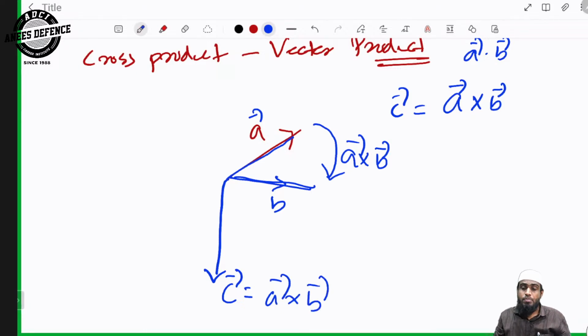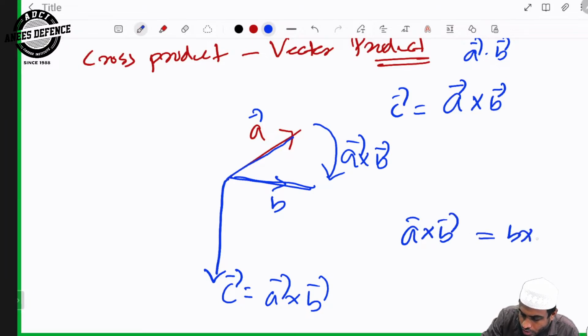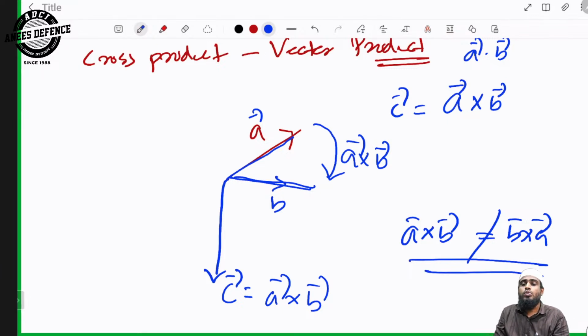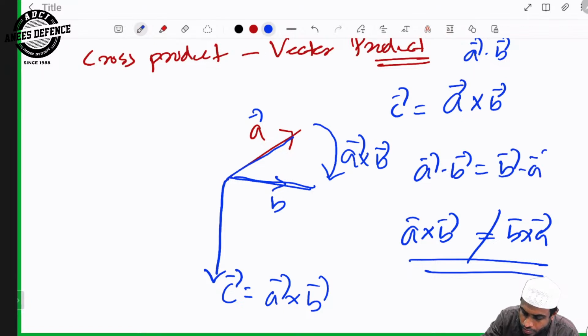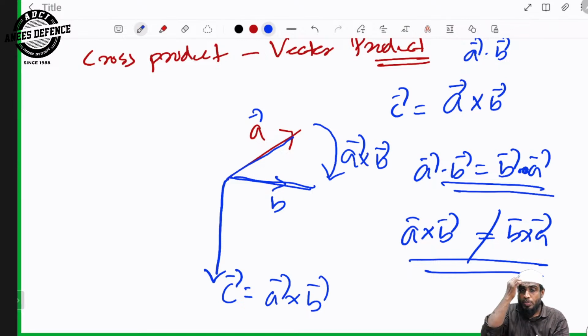Here the order is very important. Not like A dot B. A dot B is equal to B dot A. But we cannot say that A cross B is equal to B cross A. This is a wrong statement. A cross B cannot be equal to B cross A. But A dot B equal to B dot A is a valid thing.